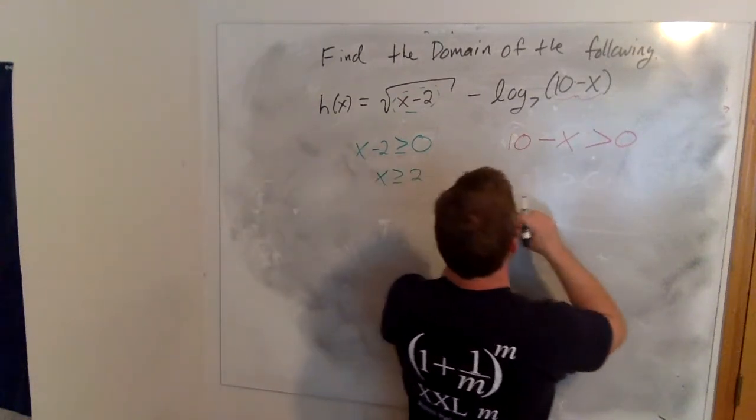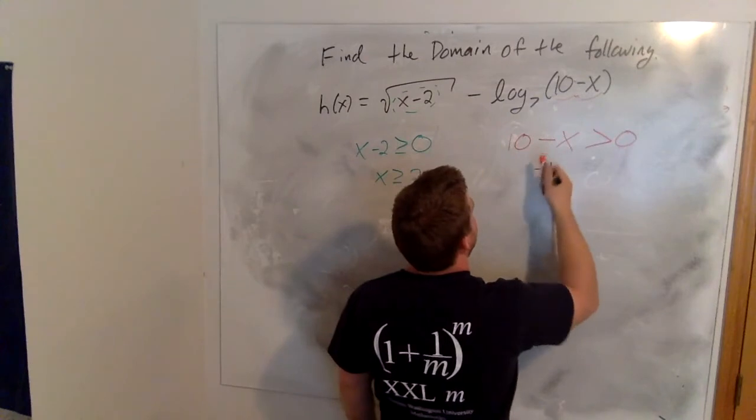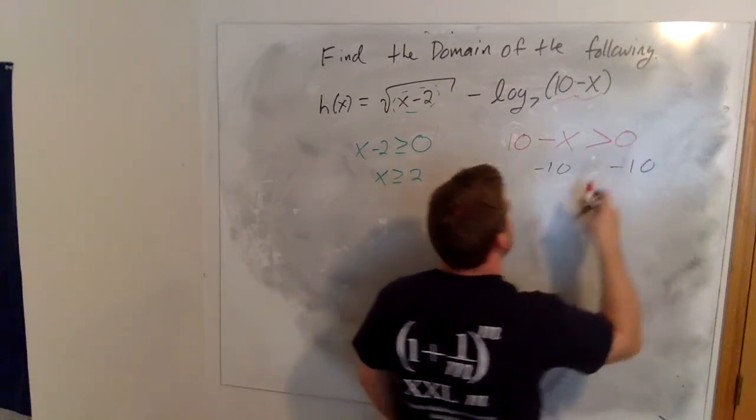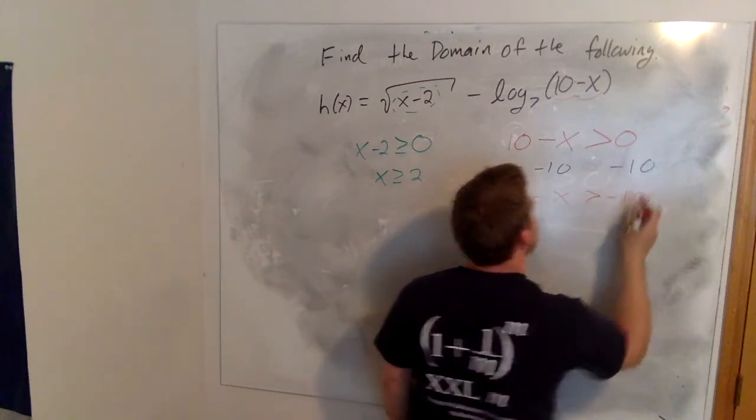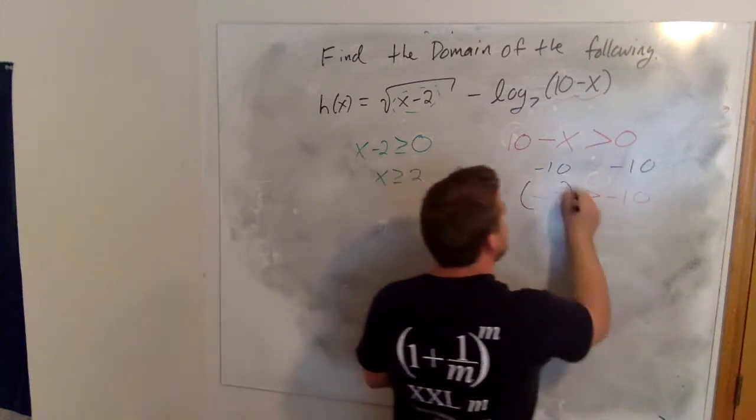Okay, what could we do here? Well, we could subtract 10 from both sides. So here we would have that negative x would be greater than negative 10. Multiply both sides by a negative.